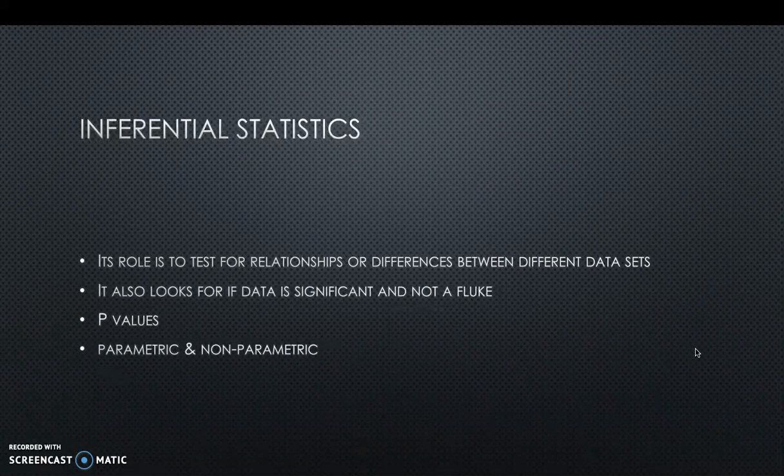Next, I'm going to talk about inferential statistics, which is the other type of data technique. Its role is to test for relationships or differences between different data sets, and it also looks for if the data is significant and not a fluke. It does this by looking at the p-values of the data. If the p-value is equal to or below 5%, this means that the data is significant.